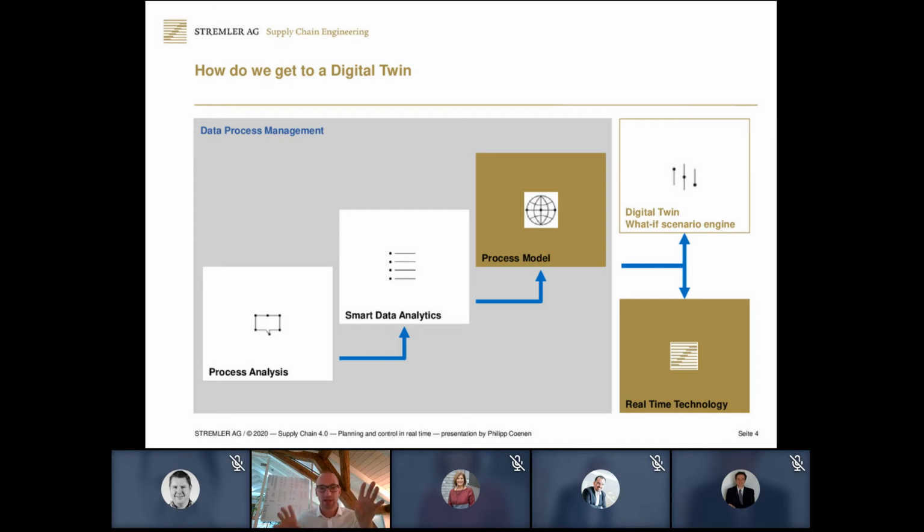On the other side, you also need a technology, and that is the real-time technology, which means you have the capability to process the data in real time, so that the decisions are actually ready when you need them. It doesn't help you if you have what-if scenarios, but they take 2 days to generate, if you only have 2 hours to decide. So these are the two key elements that together create the digital twin we're talking about.